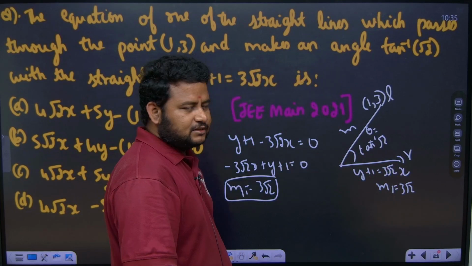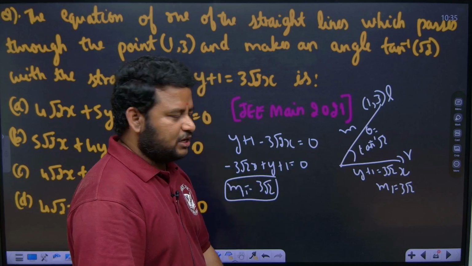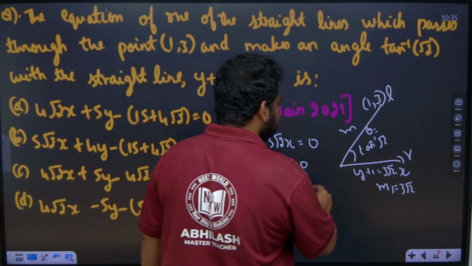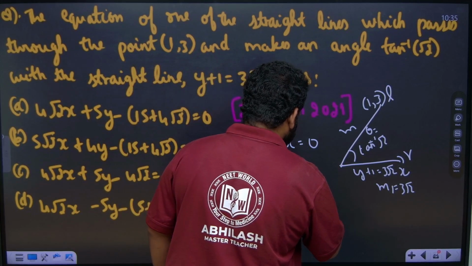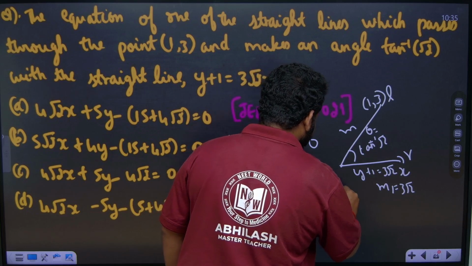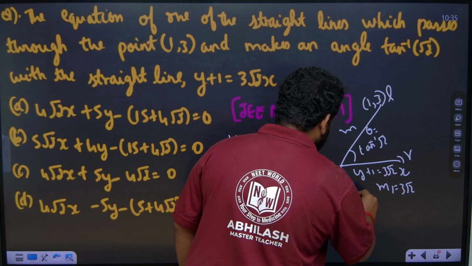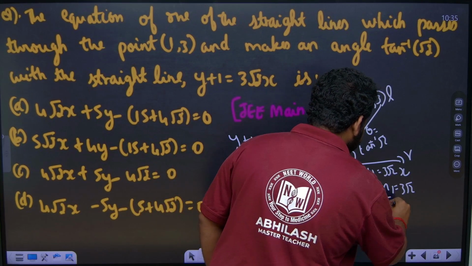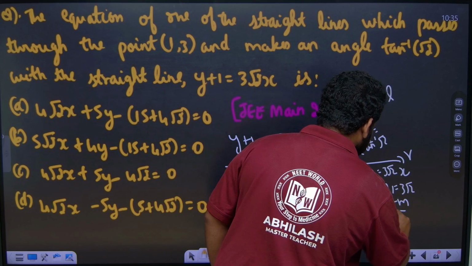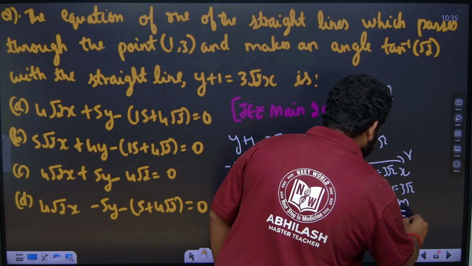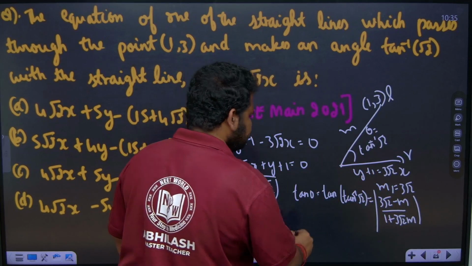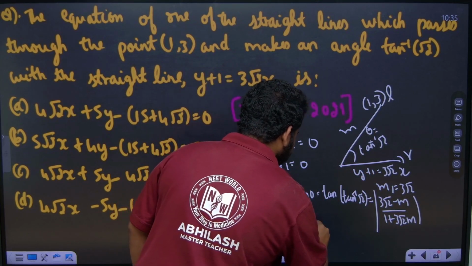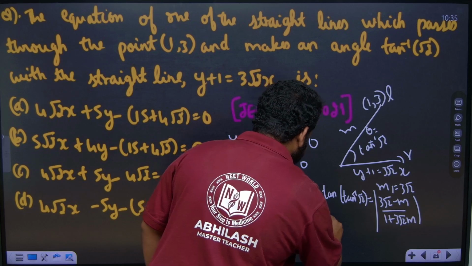But before that, let me use the angle between two lines formula. Tan theta is equal to tan of tan inverse of root 2, which equals mod of (m1 minus m2) by (1 plus m1 m2), that is mod of (3 root 2 minus m) by (1 plus 3 root 2 m). Tan of tan inverse of root 2 is root 2 itself. So root 2 into (1 plus 3 root 2 m).